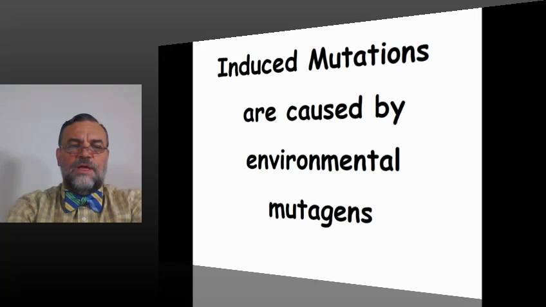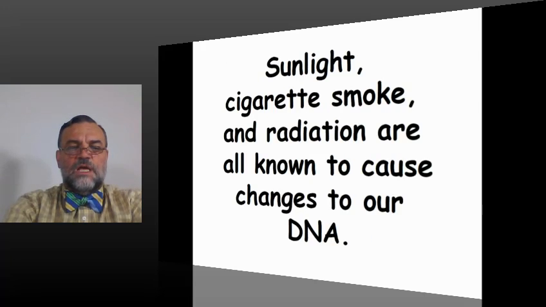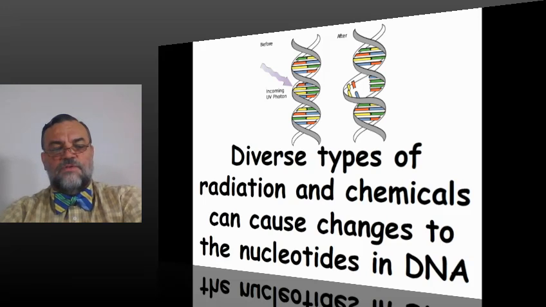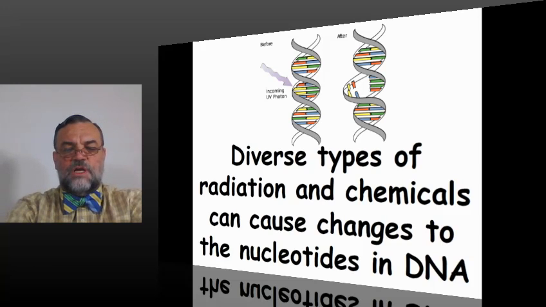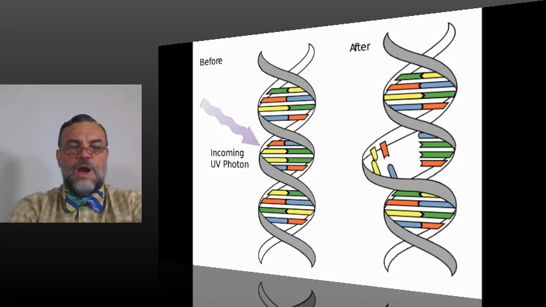Aside from spontaneous mutations, the other category is induced mutations, and they're caused by environmental mutagens. That is, the environment can also cause DNA mutations. Sunlight, cigarette smoke, and radiation are known to cause changes to our DNA. Diverse types of radiation and chemicals can cause changes to the nucleotides in DNA. And here we have a little graph of that, an incoming UV photon.